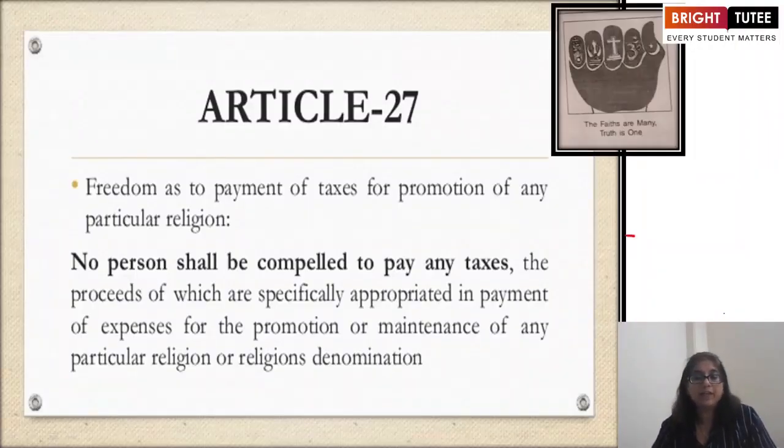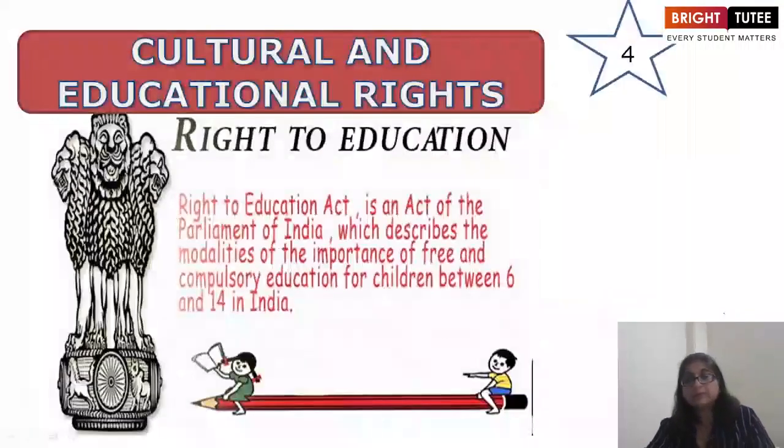Article 27 gives us the freedom as to payment of taxes for promotion of any particular religion. No person shall be compelled to pay any taxes, the proceeds of which are specifically appropriated in payment of expenses for the promotion or maintenance of any particular religion or religious denomination.